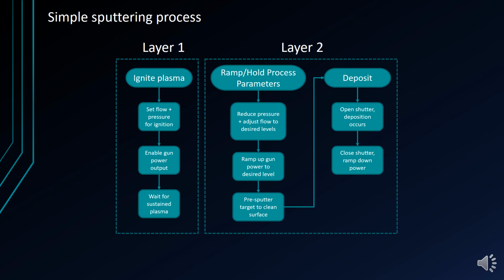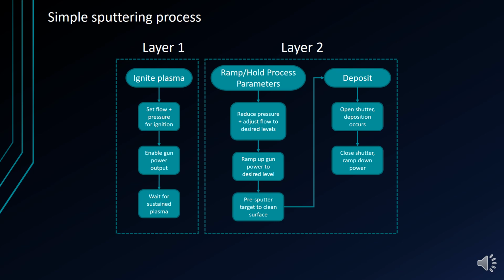Typically, once the target is at the desired power, a pre-sputter is performed to clean and condition the target prior to opening its shutter. This is generally performed for 60 seconds to a few minutes, after which, open the shutter to begin coating the substrate. When finished, the process reverses. Close the shutter, ramp down power, cut gas flow, and fully open the valves to the pumps to go back to high vacuum.